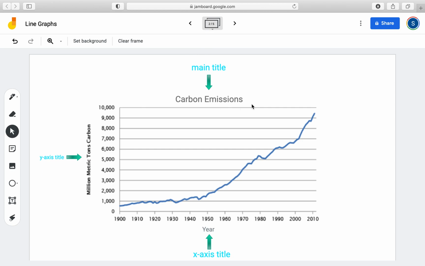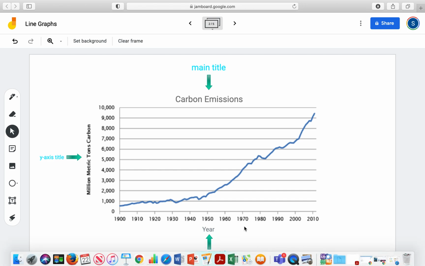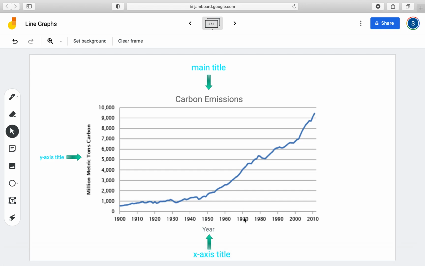But then there are two more titles. There's an x-axis title and a y-axis title. So the x-axis title is a horizontal side, and it tells you the name of the values on the x-axis. So here, our values are showing the year. So our title for the x-axis is year. And the y-axis tells us what the values on the y-axis are for. So here, they are showing carbon in million metric tons, so million metric tons of carbon. And that's our title for the y-axis.